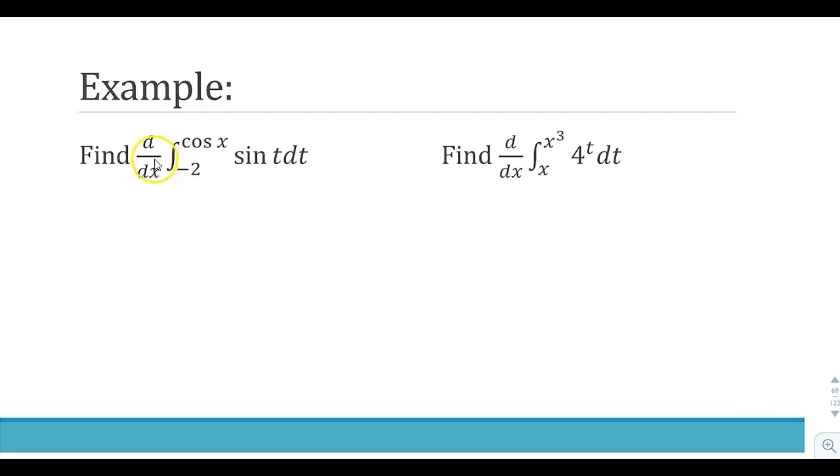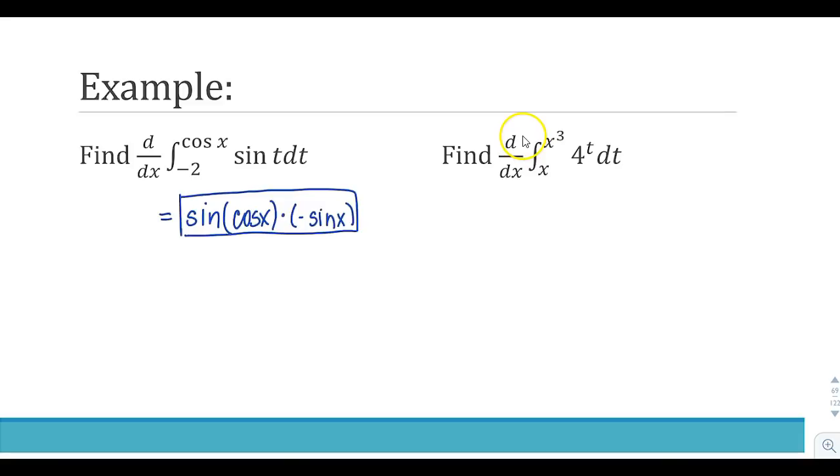And let's go ahead and take a look at a few more. So find the derivative with respect to x of the integral from -2 to cosine x of sine of t dt. So we're going to take the upper limit of integration, the function cosine x, and plug it into the dummy variable of the integrand. So we get sine of cosine x, and then we're going to multiply by the derivative of the inside, so cosine x, the upper limit of integration. So the derivative of cosine x is negative sine x. And there's really no simplifying that we can do here.